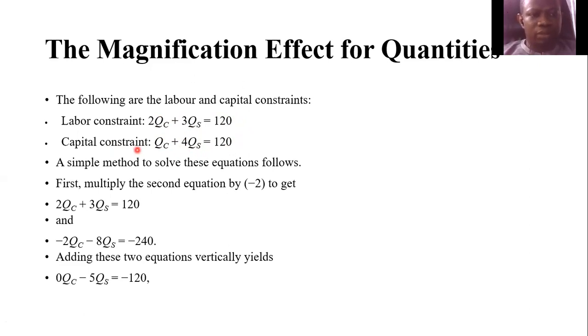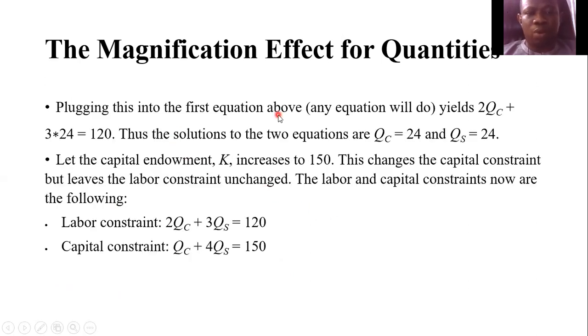A simple method, we can solve this by using a substitution method, and we can first multiply the second equation by minus 1. When you multiply the second equation by minus 1, it gives minus QC minus 4QX equals minus 120. Adding these two equations vertically gives this result. Then you can plug that into equation 2, that is 2QC plus 3QX equal to 120. Thus, the solution to the two equations gives QC to be 24 and QX to be 24.